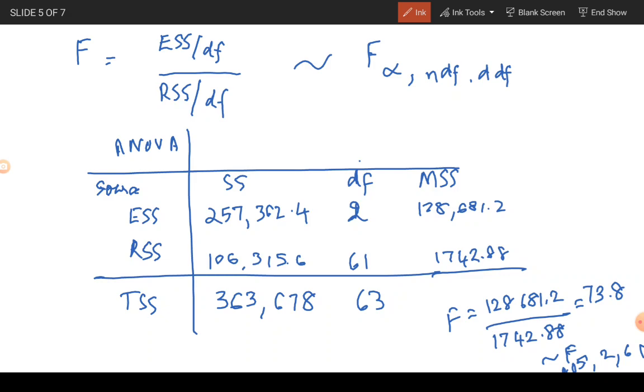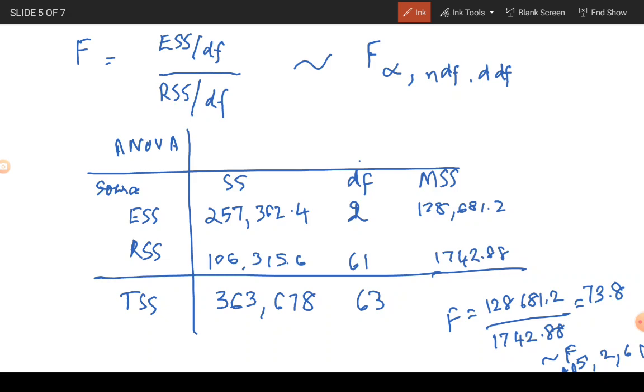Remember, this same test can be generalized to the k variable case. Even when you have k variables, your null hypothesis will be beta 2 equals beta 3 equals up till beta k equals 0, and your F statistic will be calculated based on the same ANOVA table constructed for the model.